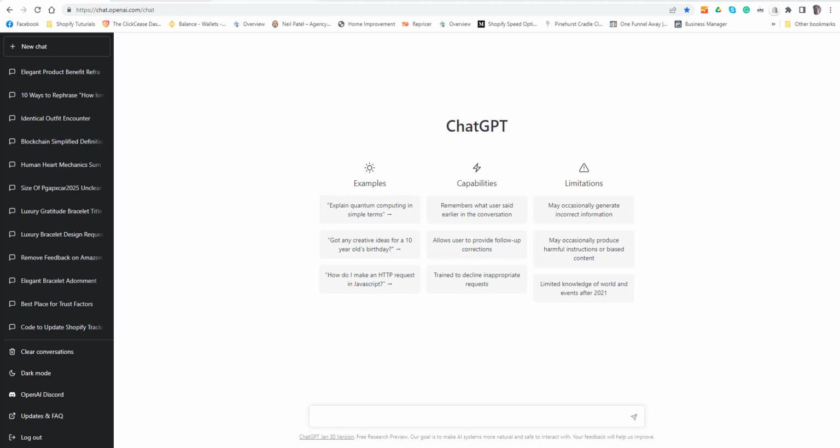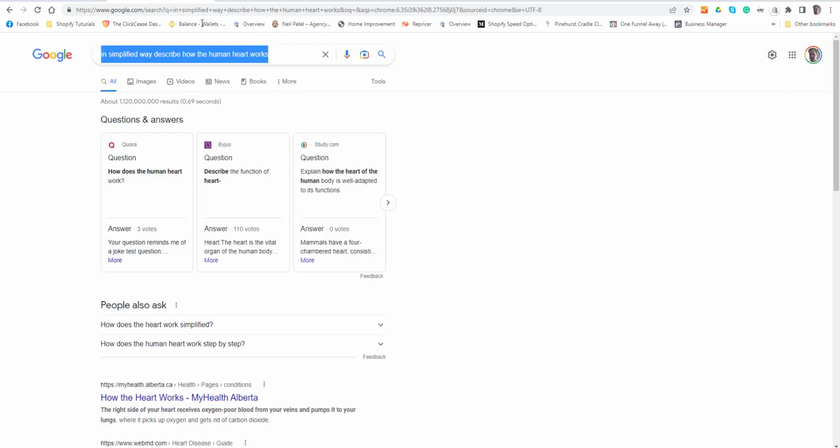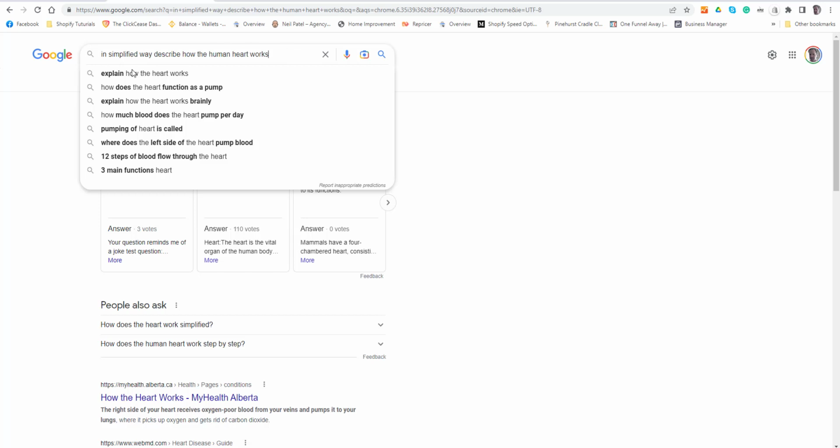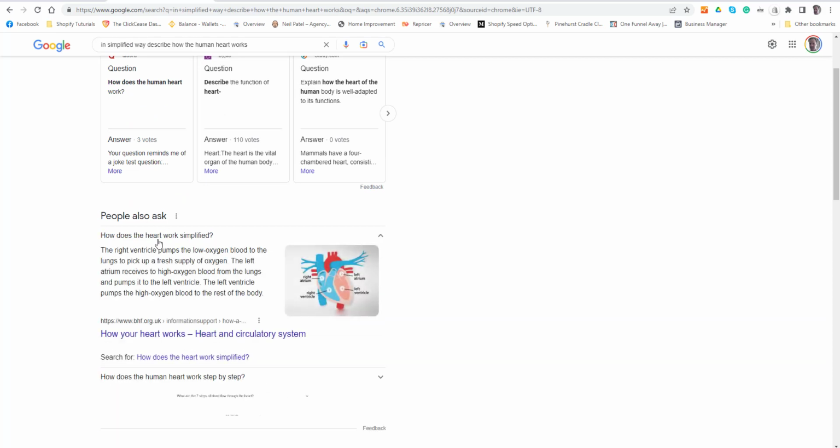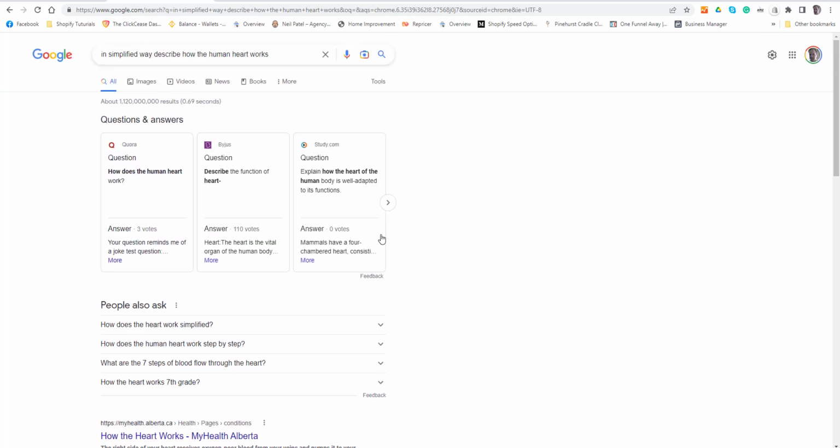So if we take a quick look in Google and we just do, in a simplified way, describe how the human heart works. You've got a lot of suggestions and a lot of information here. You can pick one of these, and it gives you kind of a technical answer of what it does in the atrium and how it pumps to the left ventricle, and so on. Not super simplified. So let's just say you want to teach a sixth grader how this works.